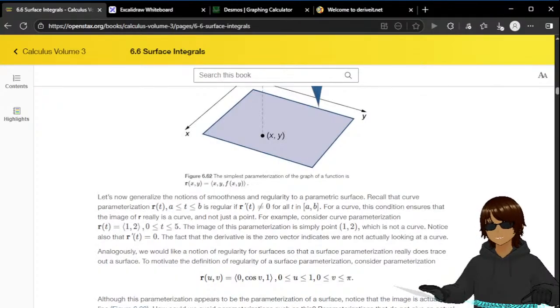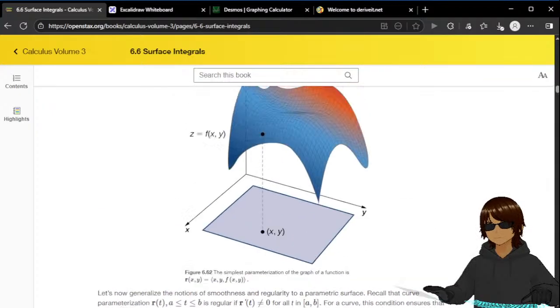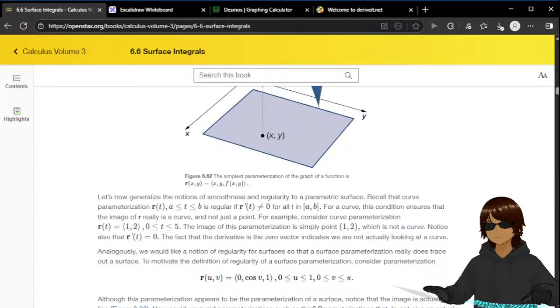Let's now generalize the notions of smoothness and regularity to a parametric surface. Recall that a curve parameterization r(t) from a to b is regular if the derivative is not zero for all t in [a, b]. For a curve, this condition ensures that the image of r really is a curve and not just a point.